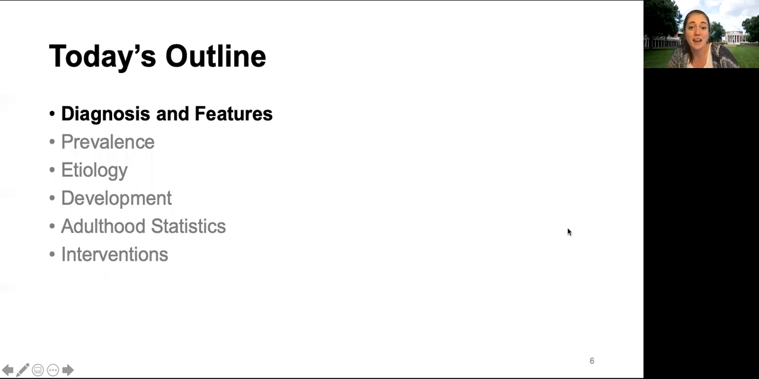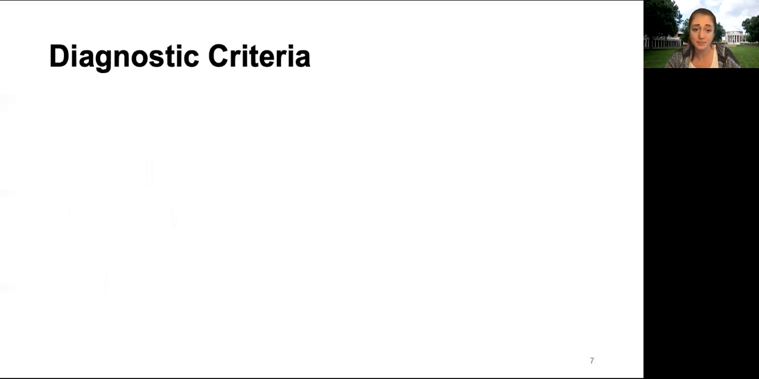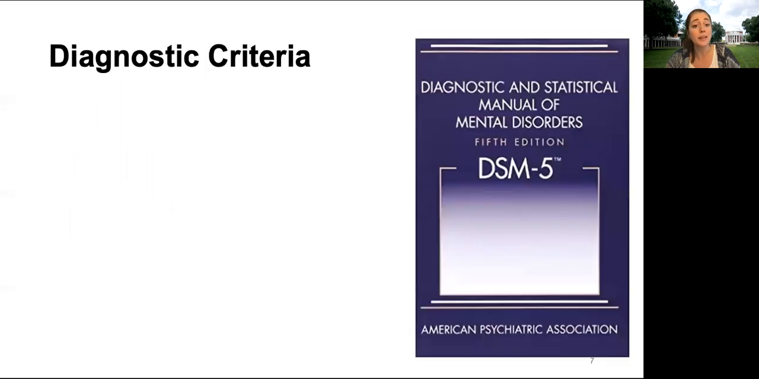Into our outline for today, I want to start by talking about how autism is diagnosed and what are some of the common features of autism. So if you've taken any other psych classes, you're probably familiar with the DSM, the Diagnostic and Statistical Manual of Mental Disorders, which is how a lot of mental and psychiatric conditions are diagnosed.